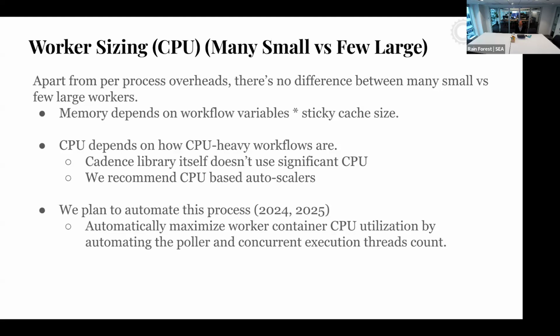CPU is similar. Cadence library itself doesn't really use significant CPU. Everything, all the CPU uses will come from your workflow code or your activity code. So I mentioned in the previous slides that we will try to parallelize things or increase your worker capacity dynamically. So we will try to increase your CPU utilization as much as possible. We recommend, if we are going to turn on this feature, we also recommend using CPU-based autoscalers. So if your container is going to be fully utilized, you want to keep horizontally scaling.